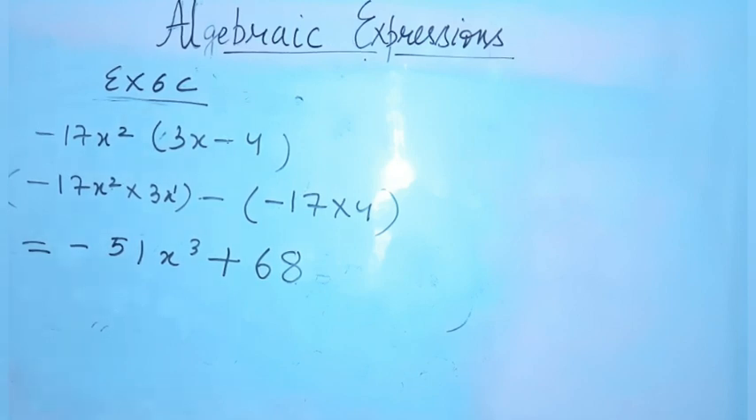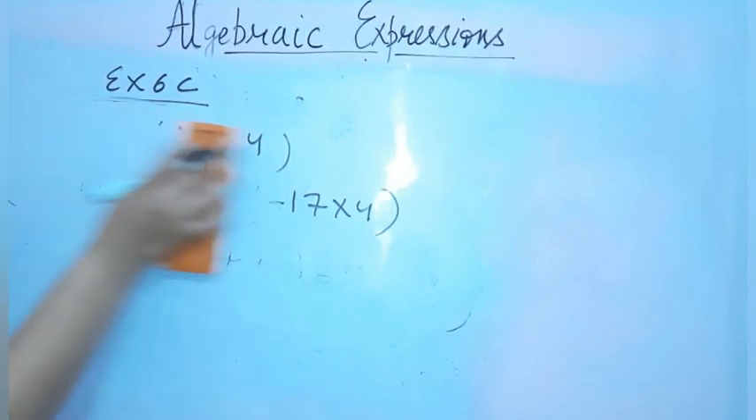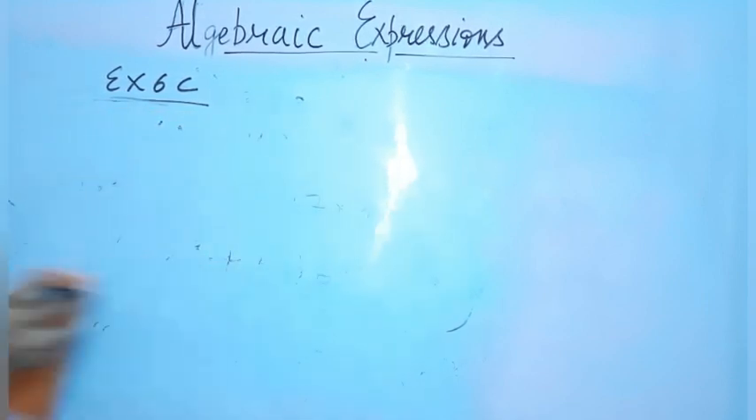Okay students. Why did it become positive? Because there were two negative signs and bracket means multiplication. So I have multiplied it. So this is the answer of question number 8. Now let's move on to question number 9. In this video we will be doing till question number 9 only. Okay. That is more than enough.